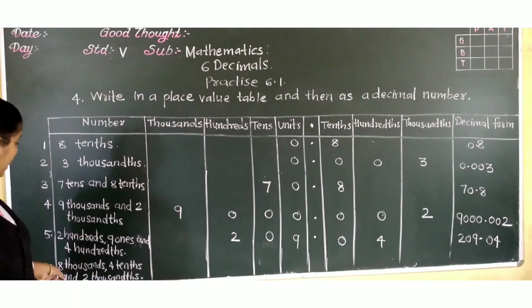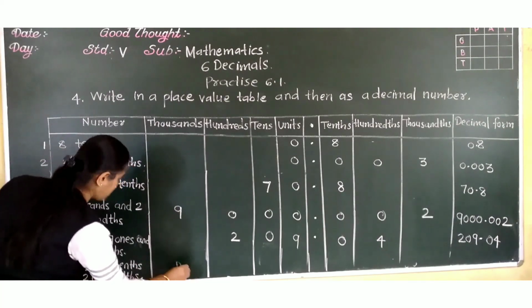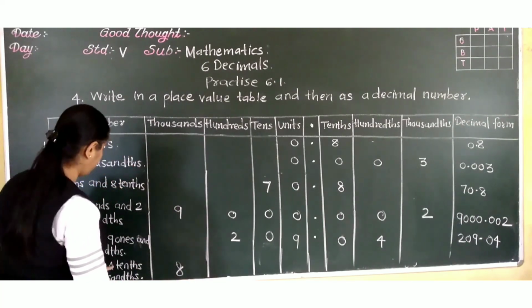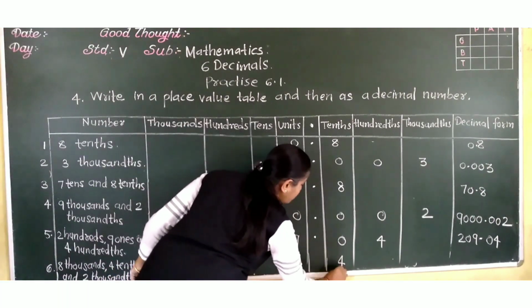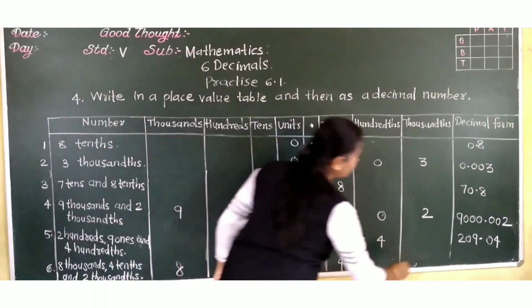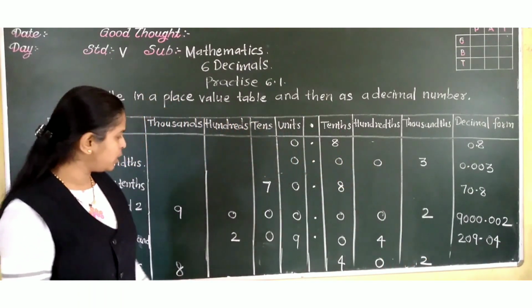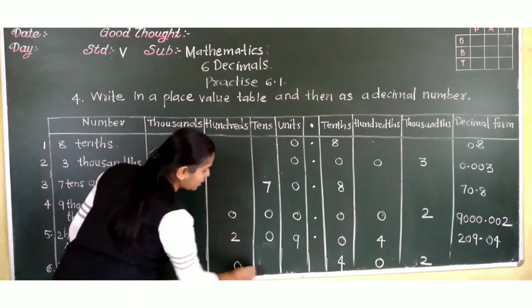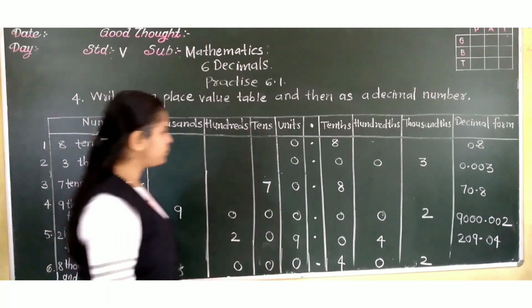Now, next 8 thousands means 8 is there in thousands place. 4 tenth. See here, directly 4 is there in 10th place. That is 4 is there in 10th place. And 2 thousandth. Directly 2 is there at 1000th place, 100th place nothing is there, so 0. And after 8 also nothing is there, so 0. So how to write it in decimal form?